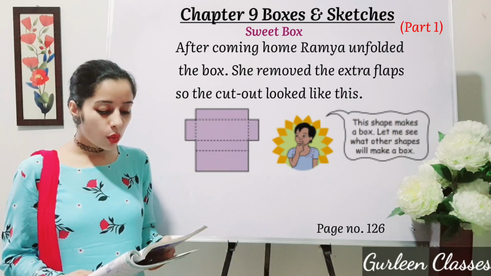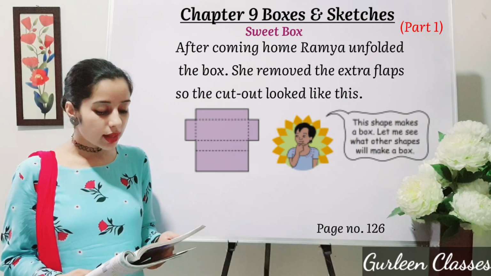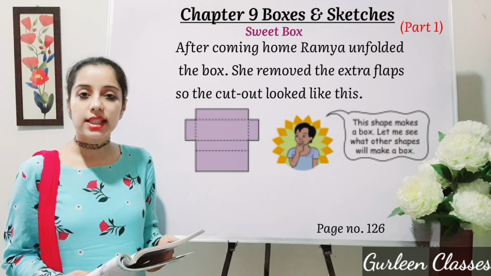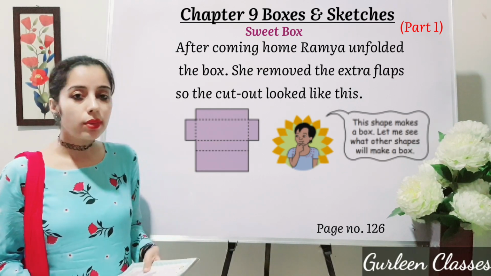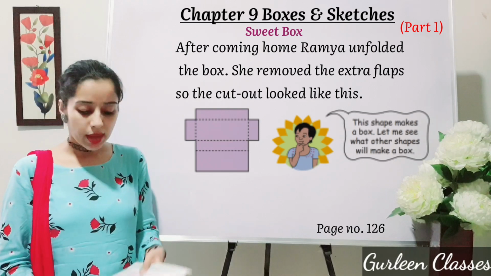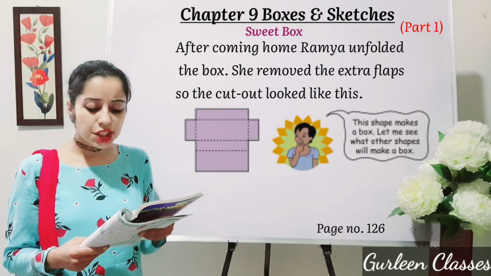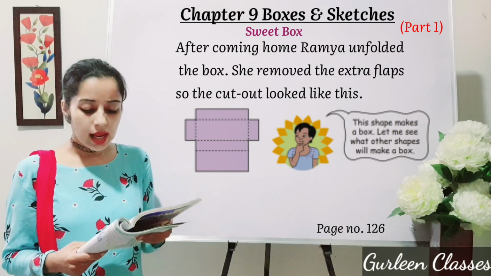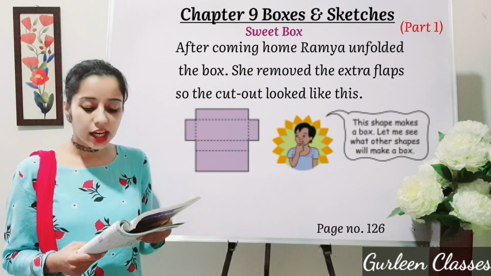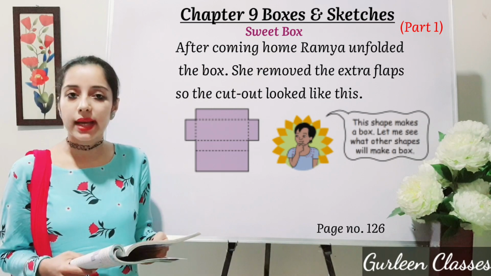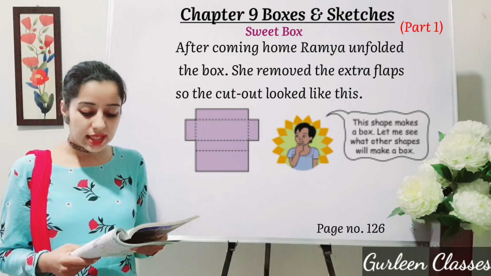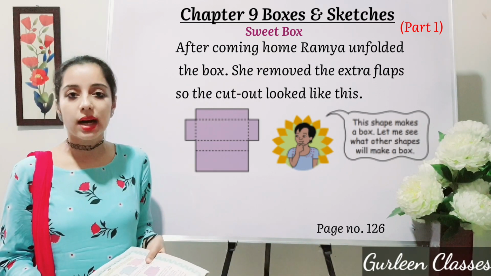After coming home, Ramya unfolded the box. She removed the extra flaps. So the cutout looked like this. The boy said, this shape makes a box. Let me see what other shapes will make a box.